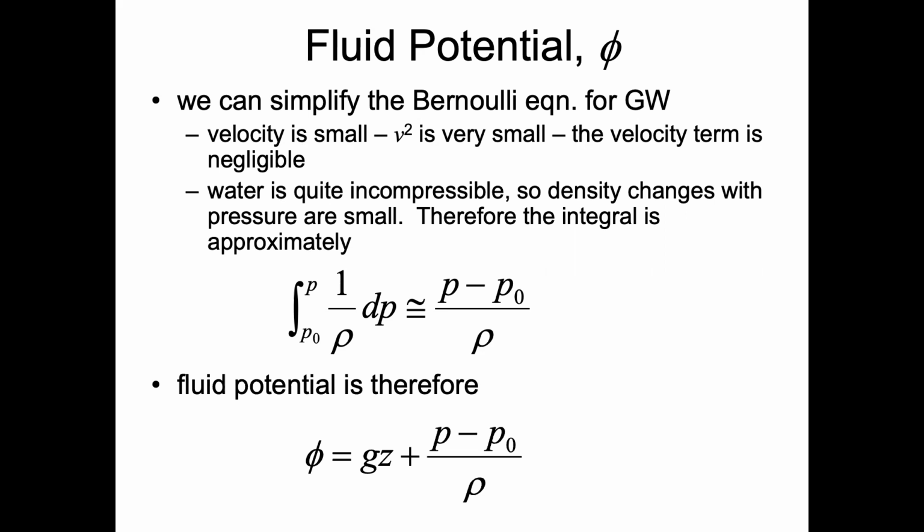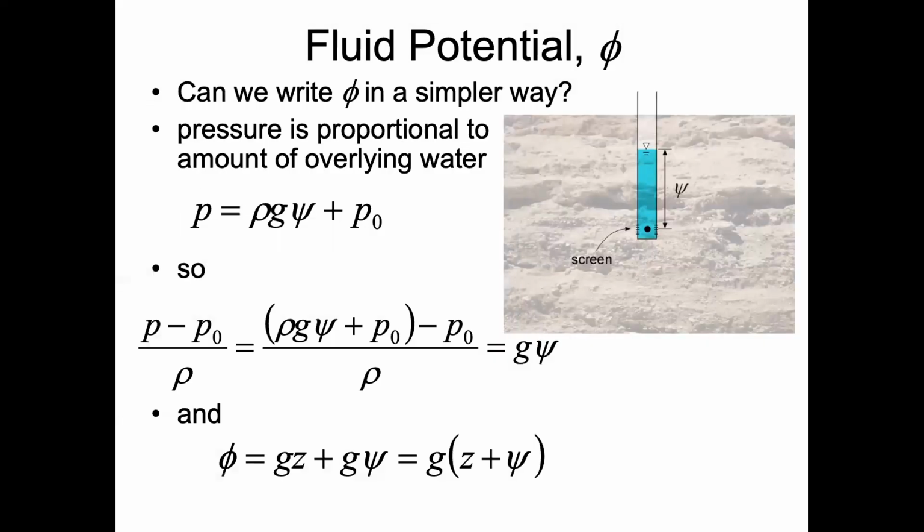So therefore, what we're left with is fluid potential, which we've been talking about today, total head, is equal to gravity times some elevation, plus the difference in our pressure divided by our density. That's not exactly the equation we saw earlier today. So we can rewrite this equation to look a little bit more like the equation you saw earlier, something slightly more simple.